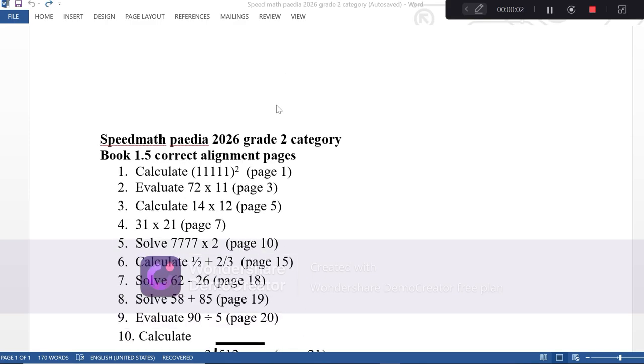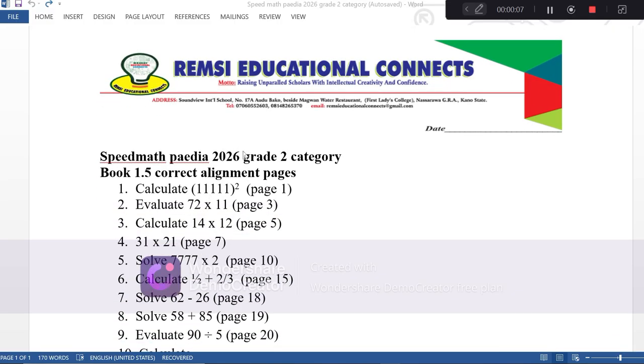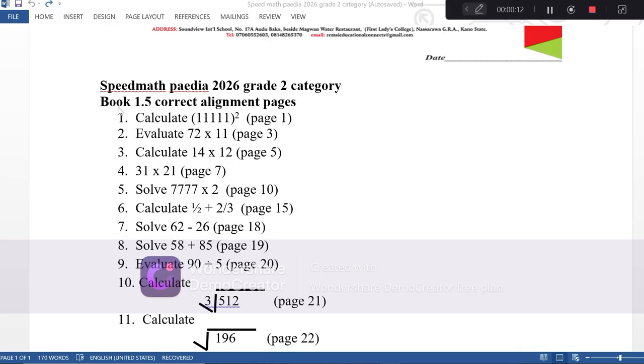Right. This is in regards to the Speedpaedia 2026 for the grade 2 category. We are going to be looking at the basic solution to the proposed questions so far. When you look critically into it, it is in alignment with book 1.5. Yes, book 1.5 is for grade 2, but some schools are still using 1.0. So I'm going to provide possible solutions to these problems, and please just follow that pattern.